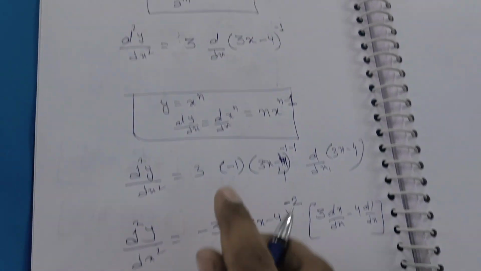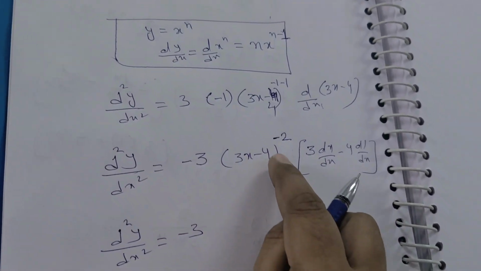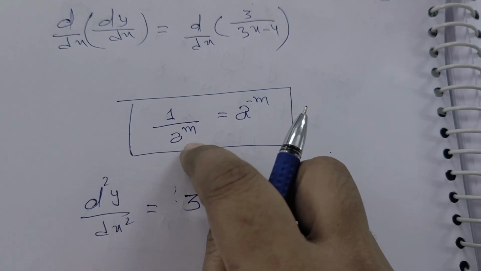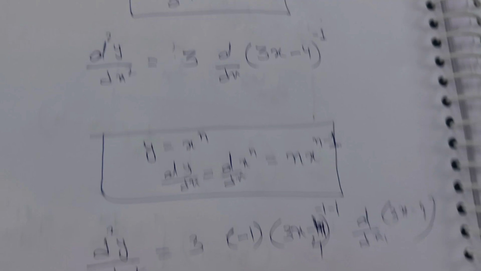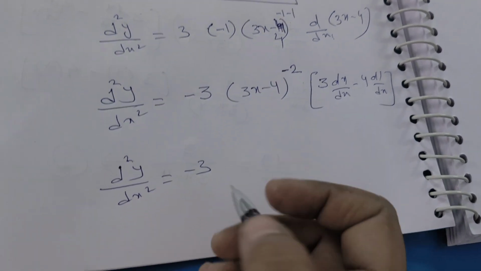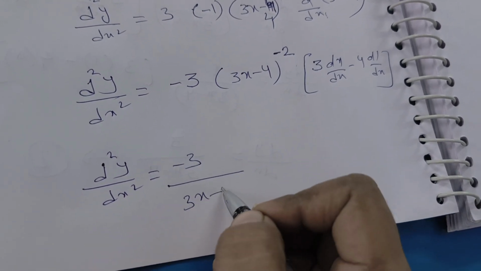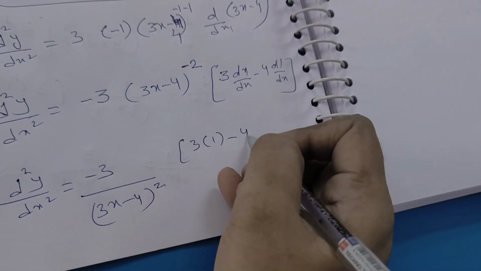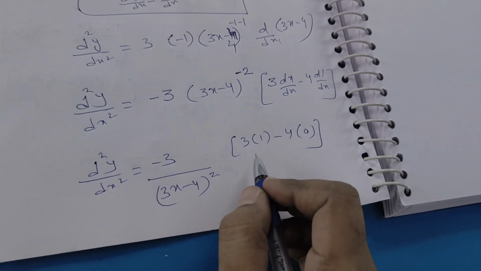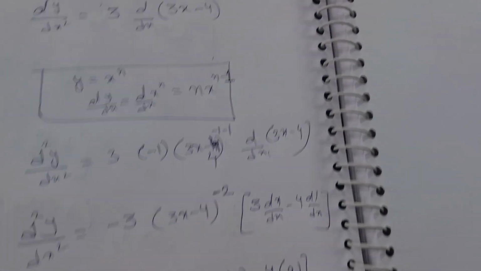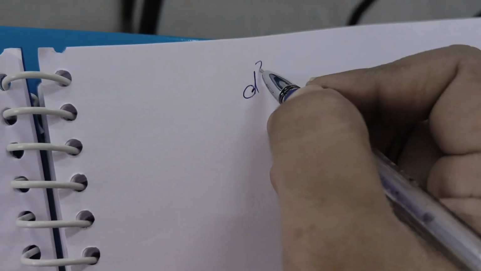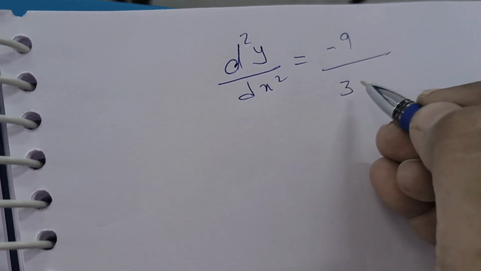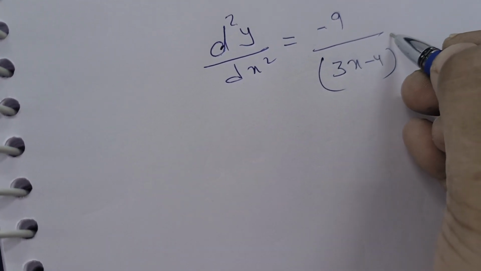Again take this term in the denominator, whole to the power of minus 2. Here when we write a power of minus m in the denominator, it becomes 1 by a power of plus m. Similarly we will write this term in the denominator, so it becomes 3x minus 4 whole square. And this is 3 into 1 minus 4 into 0. 3 ones are 3, again 3 3s are 9. So the required answer is d square y by dx square is equal to minus 9 by 3x minus 4 whole square.